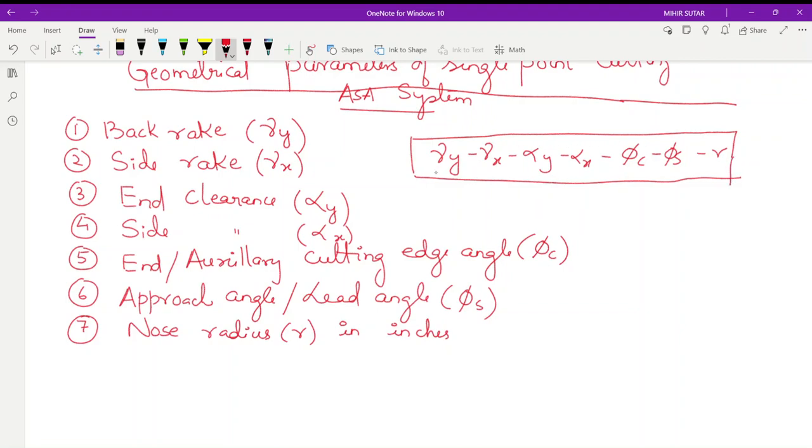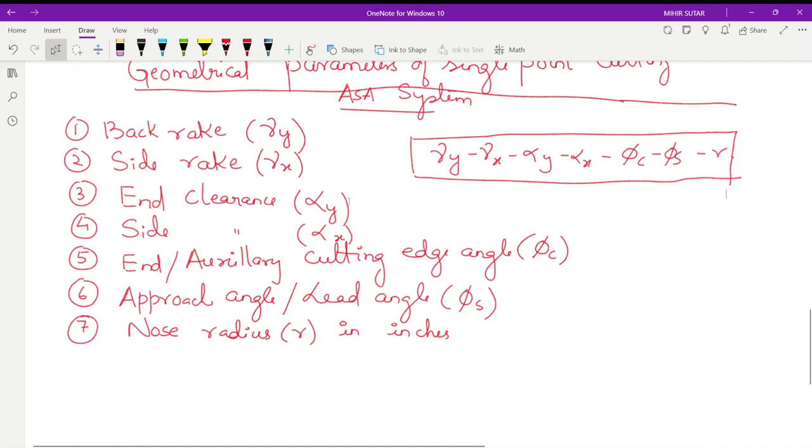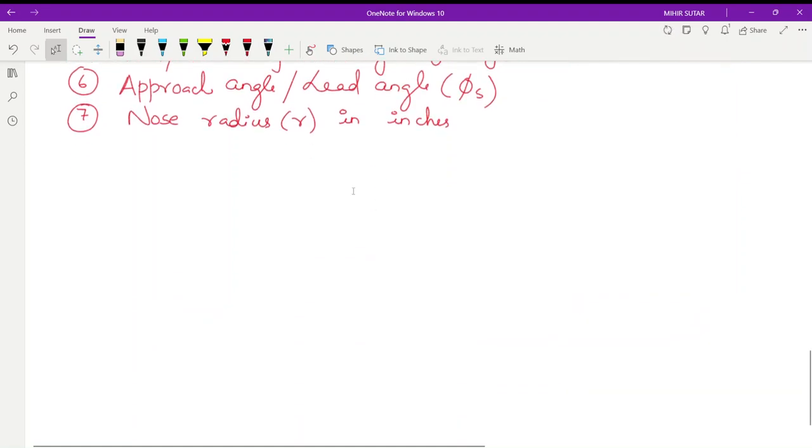What is the value of gamma y, gamma x? What is the value of phi, that is the auxiliary cutting edge angle, and r? So you can get it. Now we will draw the figure to locate all these angles. These angles have to be placed on the tool so that it can be cut as per these angles, so that we can manufacture the cutting tool.